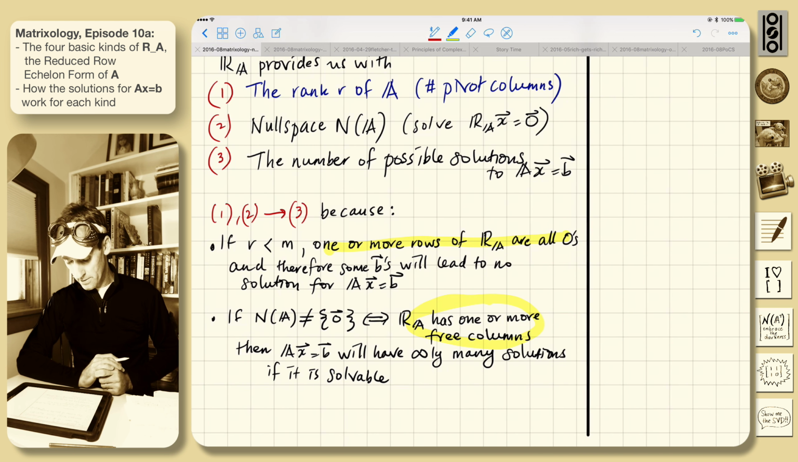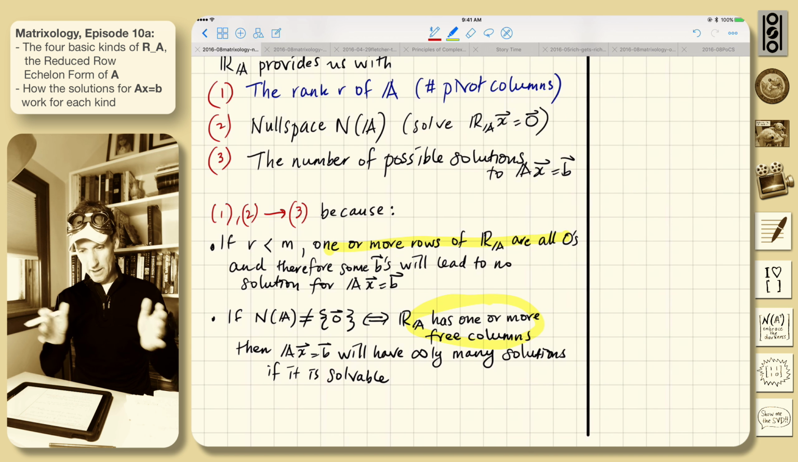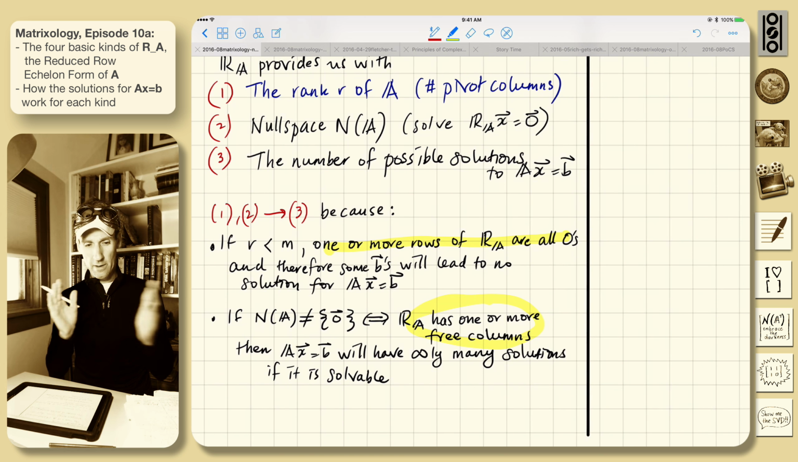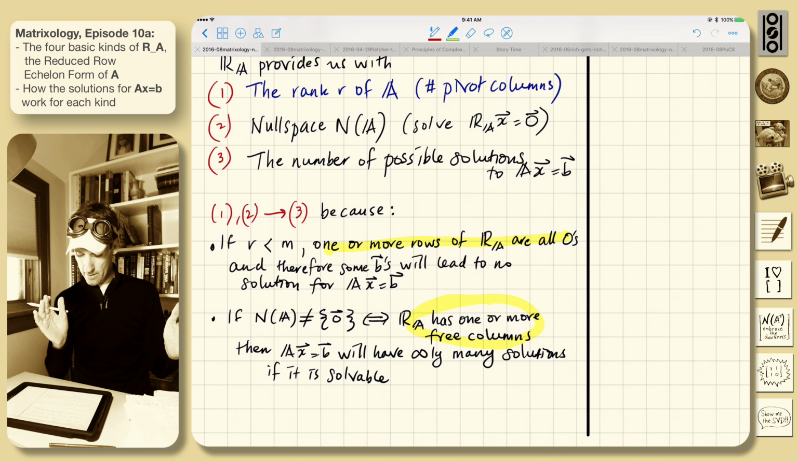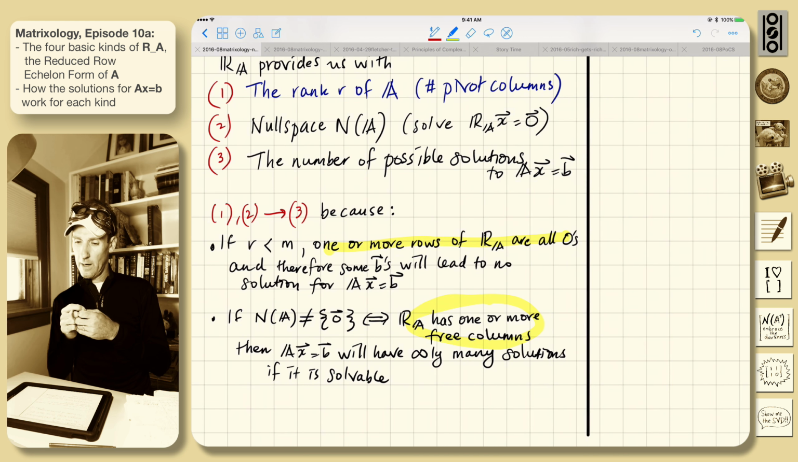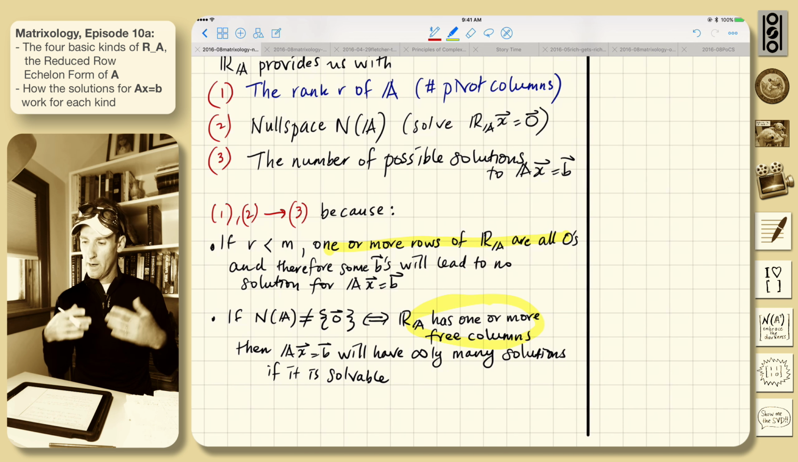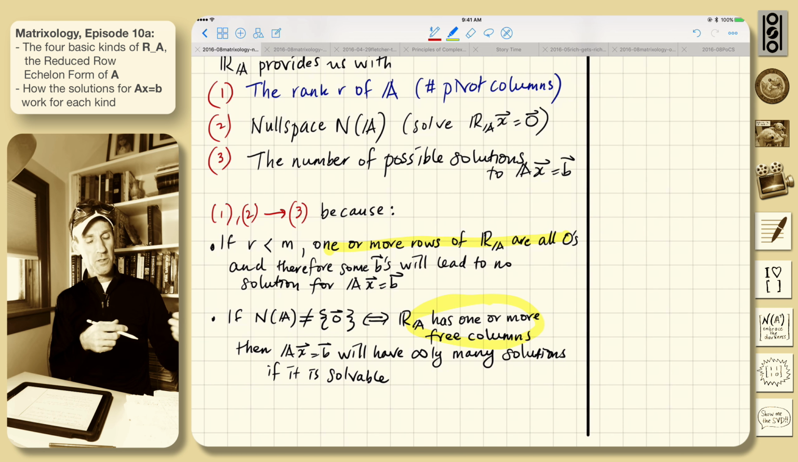And it depends entirely on whether R_A has free columns, right? So the pivot columns are the identity pieces, and everything else is a free column. If there are free columns, that means when we solve the problem, we express the pivots in terms of the free. We're going to do this many, many times. Pivots in terms of the free, and the free can be whatever they want, right? So then we have infinitely many solutions, right?